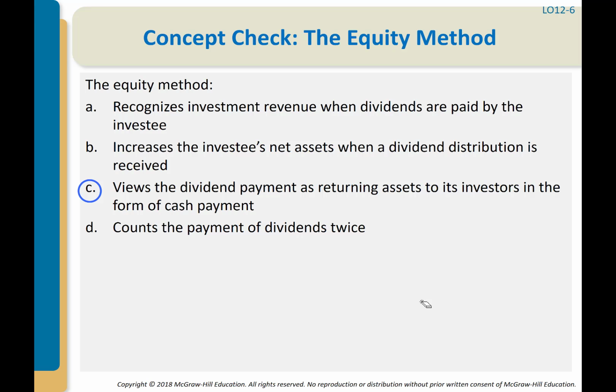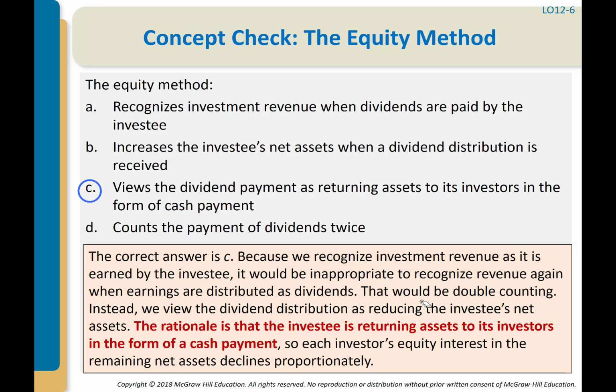All right. So what happens? The equity method views the dividend payment as returning assets to its investee in the form of a cash payment. Isn't that what the dividend does? It was a payout. Okay. Good.